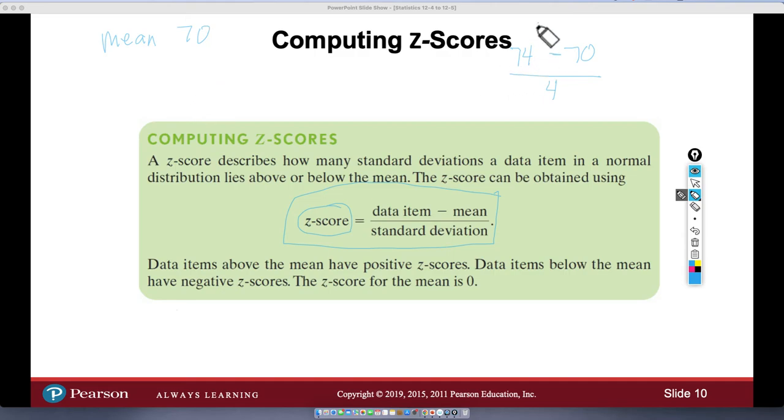So this is my data, and typically they will give you that. This here is our mean, which they typically will always give us, and on the bottom that's our standard deviation. And again, they give us those. We don't have to calculate them. They will tell us the mean is something, the standard deviation is something.